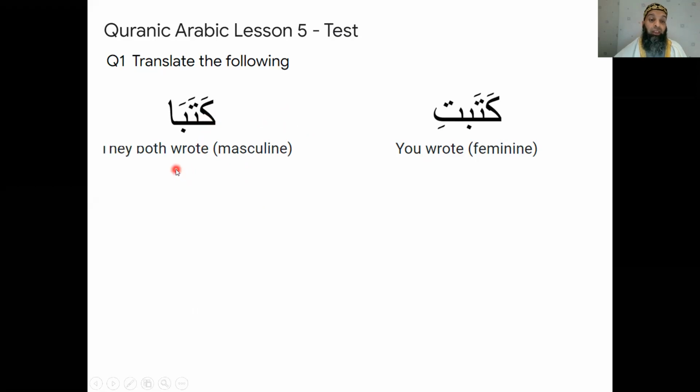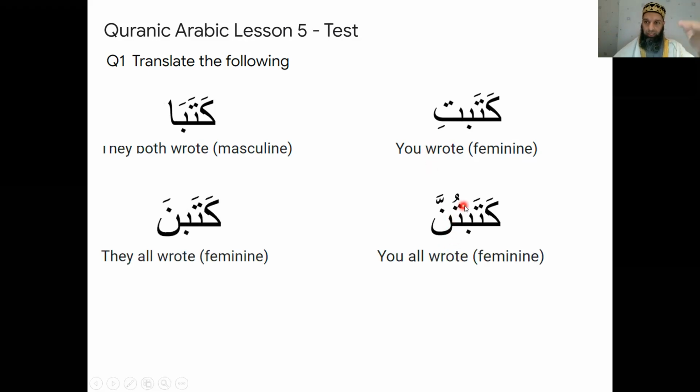So kataba, they both wrote, masculine. Katabati, whenever there's the ti, it means you, but feminine. You wrote, but you're talking to a feminine. I think it sounds feminine as well. The ti sounds feminine, the ta sounds masculine. To me, it does anyway.